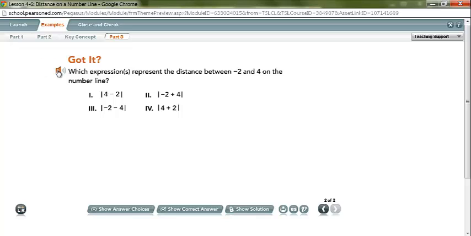Okay, part 3, 2 of 3, I guess I should say. Which expression or expressions represent the distance between -2 and 4 on the number line? Okay, think about that pattern we saw just a moment ago. We have -2, the word and, 4. How are we going to set that up? Go ahead and pause while you think about it.